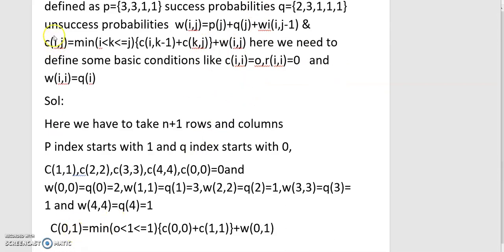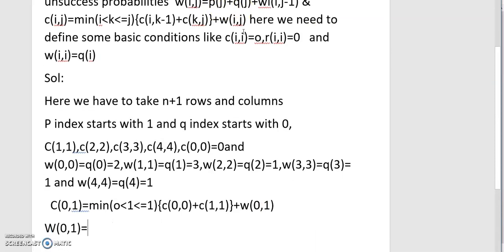C of 0 comma 1. That means C of ij, I is 0, j equal to 1. Then min of I less than k less than or equal to j. By using I and j, we have found k here. Next C of I comma k minus 1, I is 0, k minus 1 means 0. Next C of k comma j, k is 1, j is 1, plus W of I comma j. W of I comma j means W of 0 comma 1. We know all these values, but we don't know this value. So first find W of 0 comma 1.